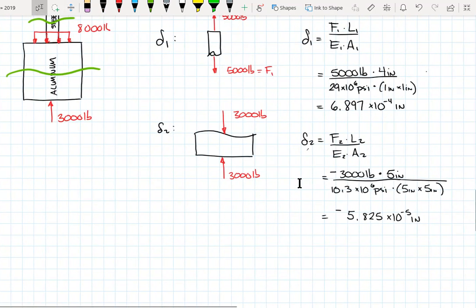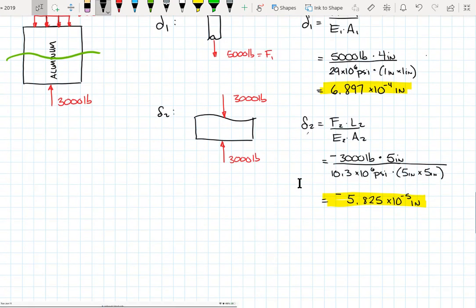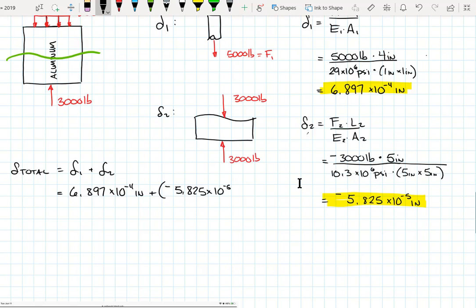All right. Now those two together, delta 1 is stretching the part, delta 2 is compressing the part. But if I want to know the change in length from the top of the steel piece where the 5,000 pounds is applied, down to the bottom where it's sitting on the floor, then I have to add these two things together. And that would just be exactly what you think it would be. The total equals delta 1 plus delta 2. Delta 1, 6.897 times 10 to the negative 4th inches plus negative delta 2, 5.825 times 10 to the negative 5th inches. The tensile is larger than the compressive, so we'll have a net of it got a little bit longer.